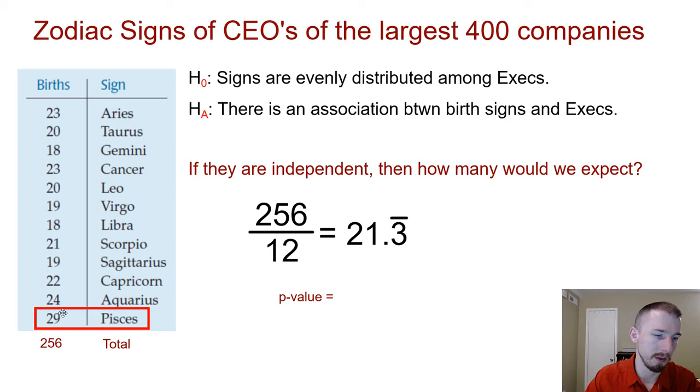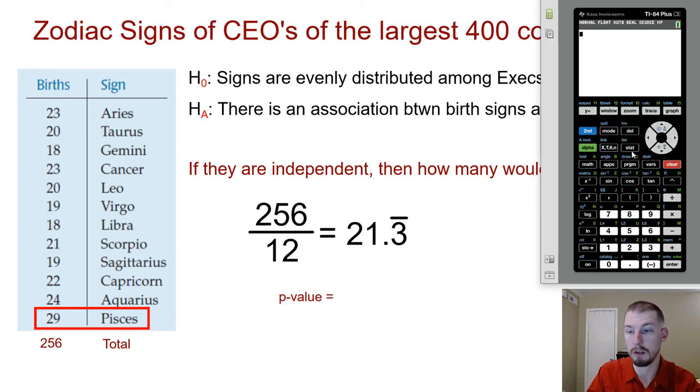It looks like the one that was the most unusual would be Pisces. So Pisces had 29, which would be 8 2/3 more than we expected. Now that could have just occurred by normal sampling variation. And how would we come up with a p-value for just that one specific one? So we could test the hypothesis: are executives in the Fortune 400 companies more likely to be Pisces than something else? We could test that. And so basically we do a one proportion test.